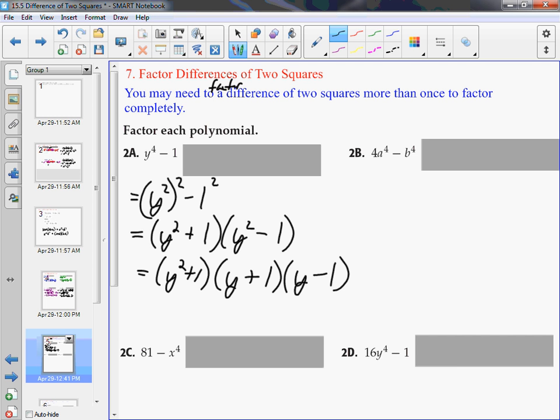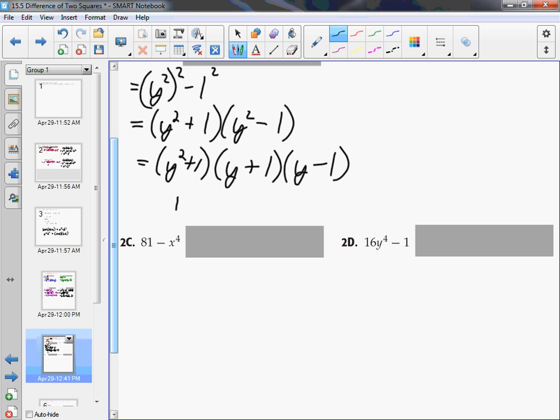Now, let me take a little detour here for a minute. We're learning to factor differences of two squares so that we can use this factorization technique to help us solve quadratic equations. So, what if this was an equation?